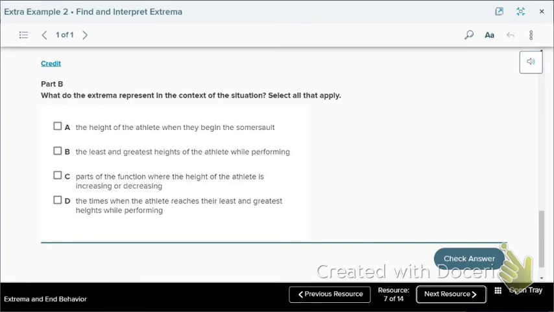Do the extrema represent the height when they begin doing a somersault? No. The least and greatest heights of the athlete while performing? Yes. So yes, I'm going to put a check mark here. The parts of the function where the height of the athlete is increasing and decreasing.